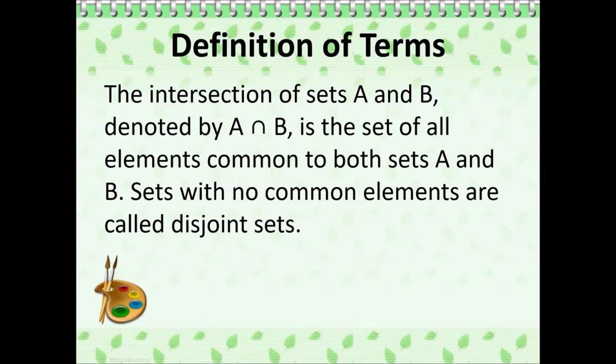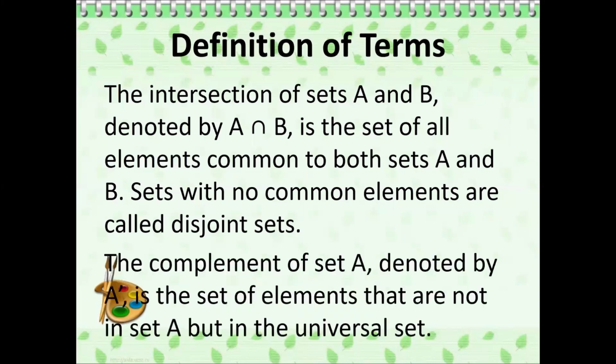The intersection of set A and set B, denoted by A ∩ B, is the set of all elements common to both set A and set B. Sets with no common elements are called disjoint sets. The complement of set A, denoted by A', is the set of elements that are not in set A but in the universal set.